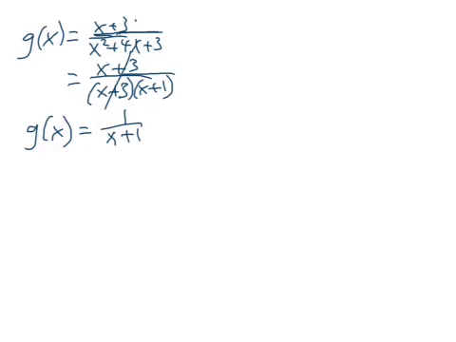Now I should make the note, in the original g of x, x could not be negative 3, right? Because if x were negative 3, you'd have a 0 in the denominator. That's not good. So, can x be negative 3 now? Well, according to this, it can. But really our equation was what's up here. And it couldn't be there.